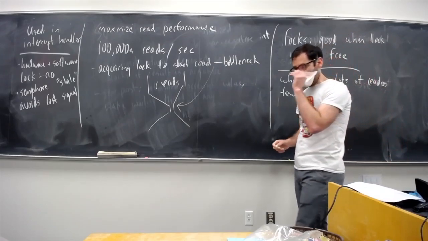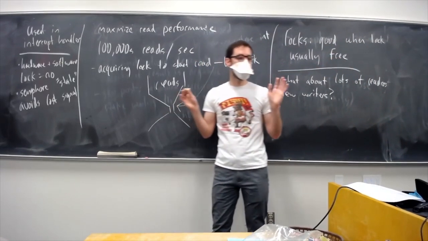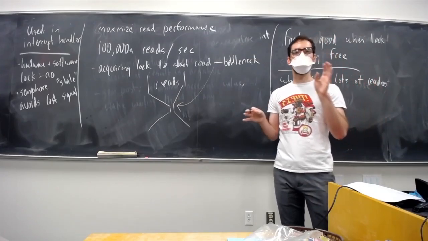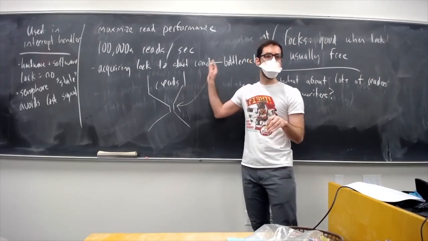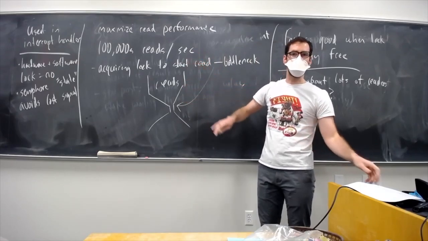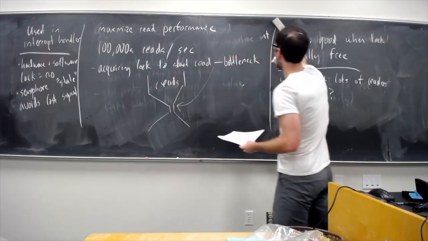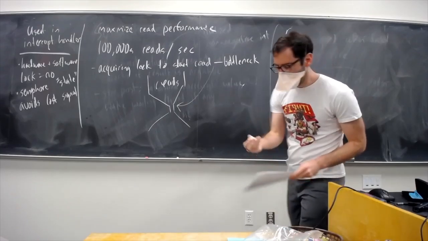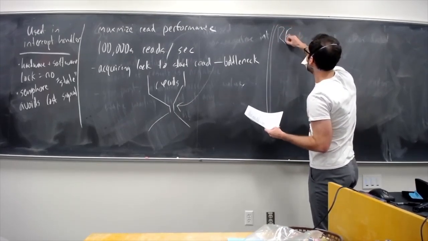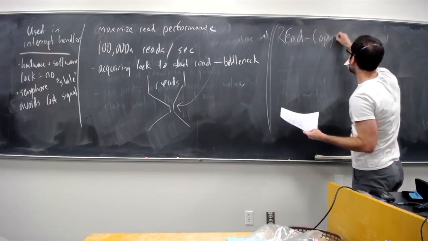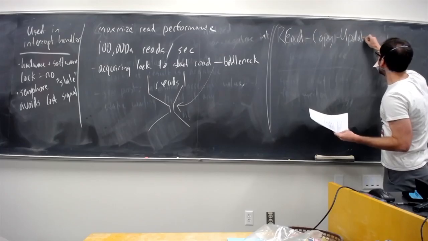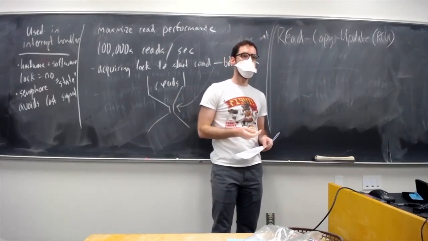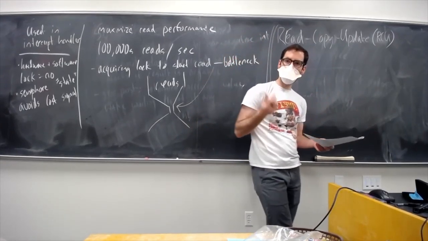So, like we were just discussing, our solution is: it's okay if some threads see old data, if it lets us get much better performance, if it lets us remove this bottleneck. So our idea here is a read, copy, update approach, or RCU. So a lock using this approach would be called an RCU lock.